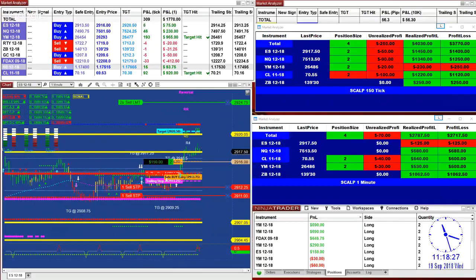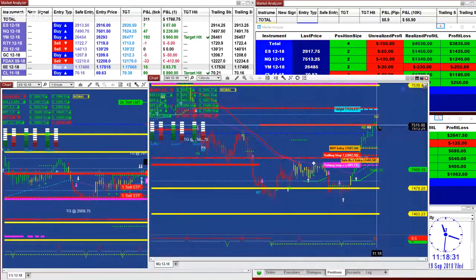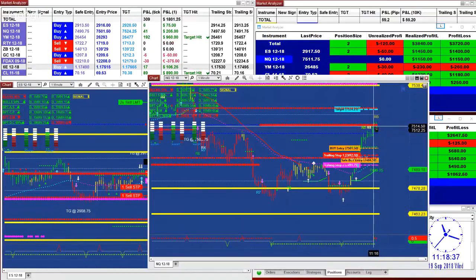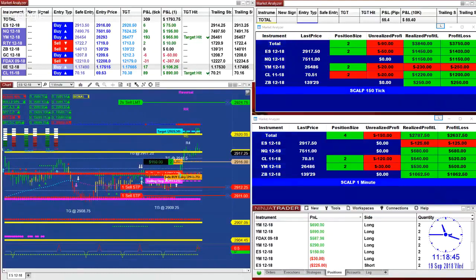NASDAQ, a little bumper on the way. Keep your eye on the 75.15.25. This is where the problem is coming from on the NASDAQ, but the target, we should hit the target. So, really sideways market.